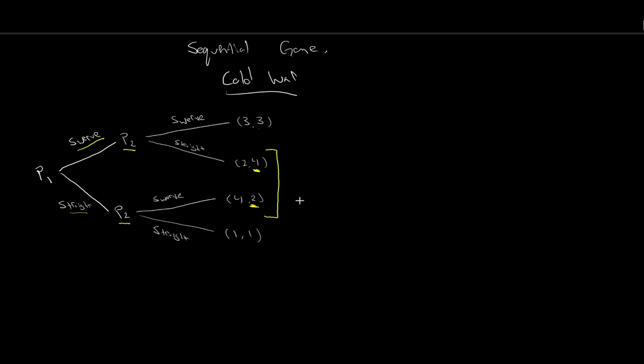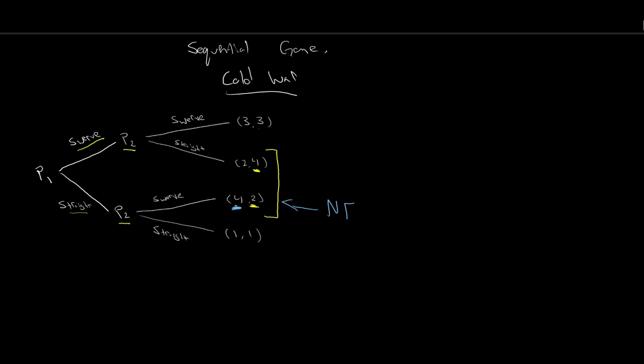Player one can now choose the outcome, which way they want to go, in order to obtain the best possible outcome for them. Player one's options are either swerve and end up at a two, or go straight and end up at a four. Now that we've isolated player two's responses, player one can now act, and player one can determine that their best course of action would be to go straight, knowing that player two would then swerve, giving us this payoff.